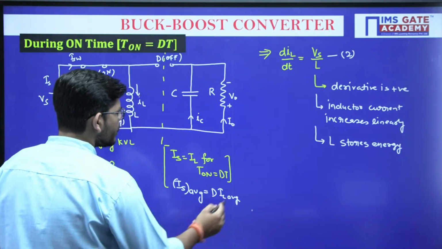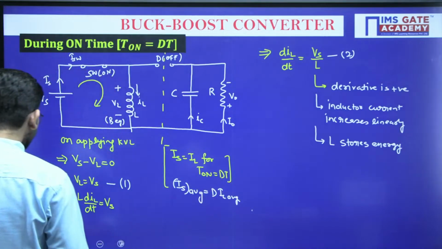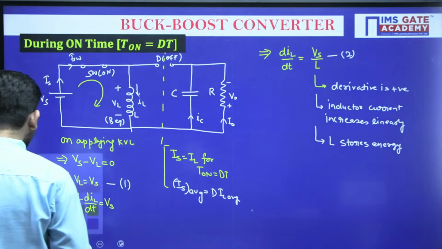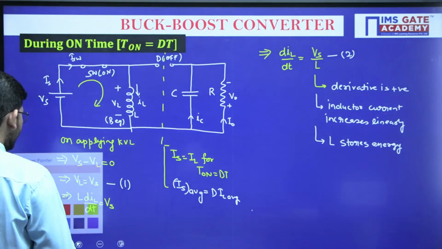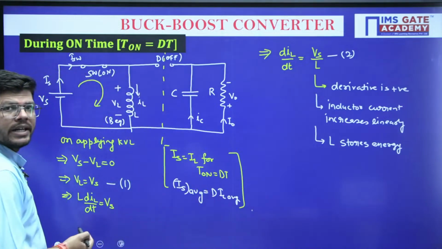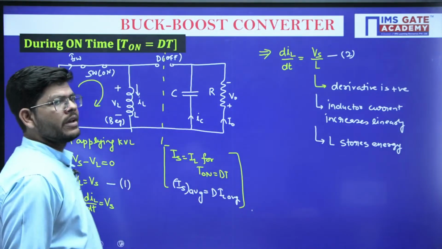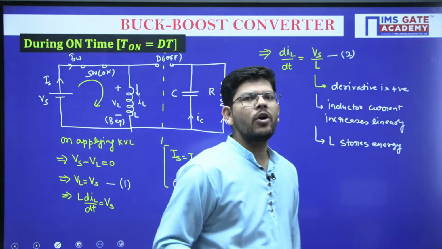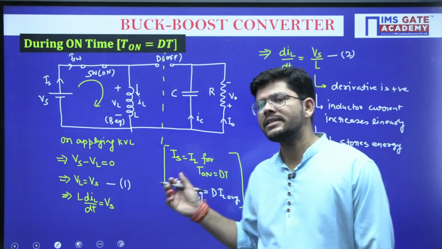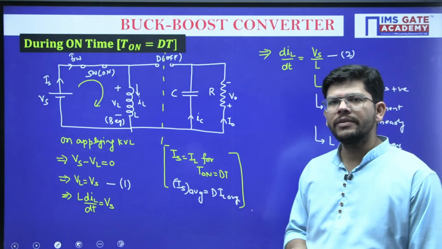Yes or no, guys? This is what we will be getting here. Okay, because source current is the same as the inductor current, but only during the on period. So inductor current is flowing all the time, but the source current is only flowing during the on time, and it is the same inductor current that we have, isn't it?